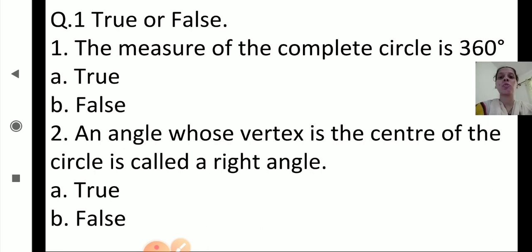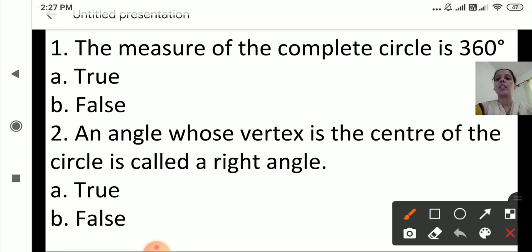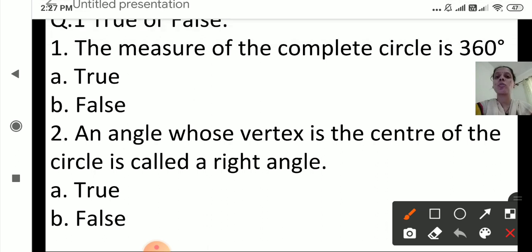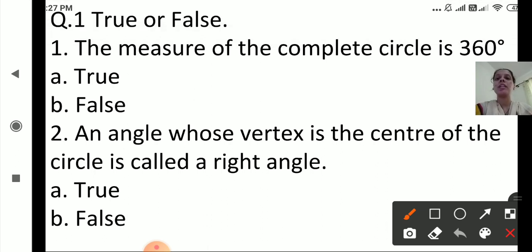Question number 1 is true or false. The measure of the complete circle is 360 degrees. Now you will identify whether the statement is true or false. The measure of the complete circle is 360 degrees. So the statement is true, right? So you will click the A option, that is true. What is the measure of the complete circle? It is 360 degrees. So this statement is true.